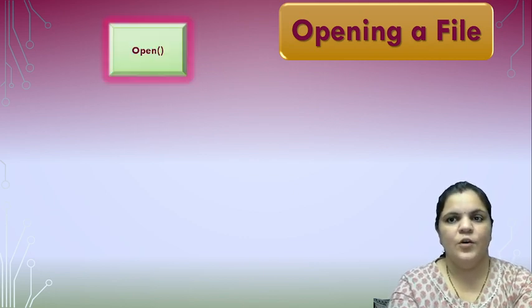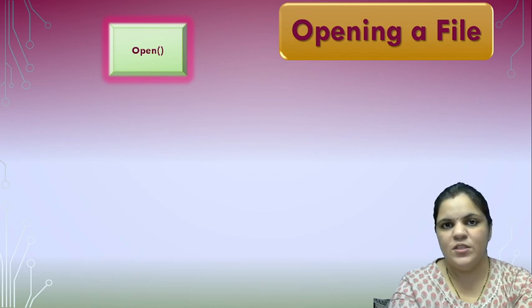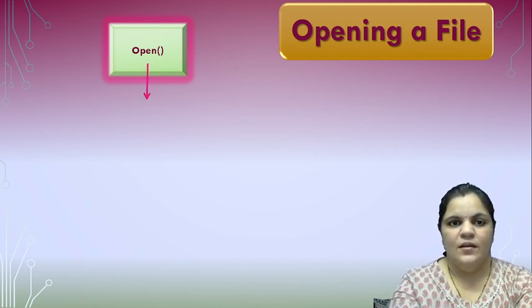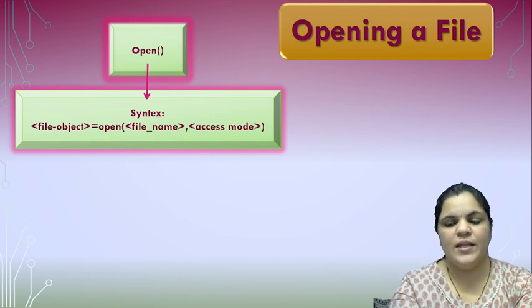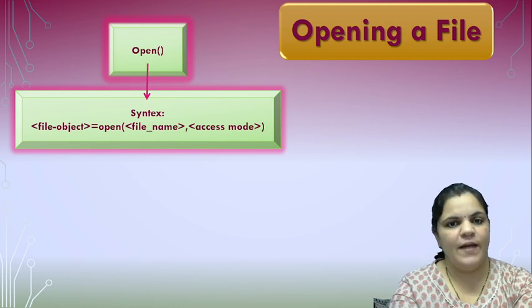Now, to read any file, you have to open the file. Then only you are able to read any content in that file. So, how is it possible? We will study this. The opening of a file is possible by using the open function. The syntax of the open function is file object equals open file name and access mode.